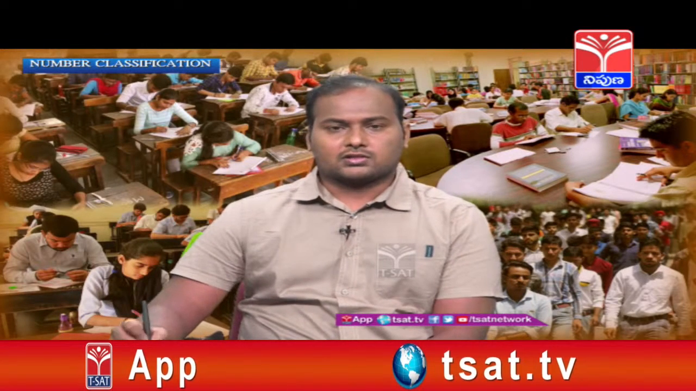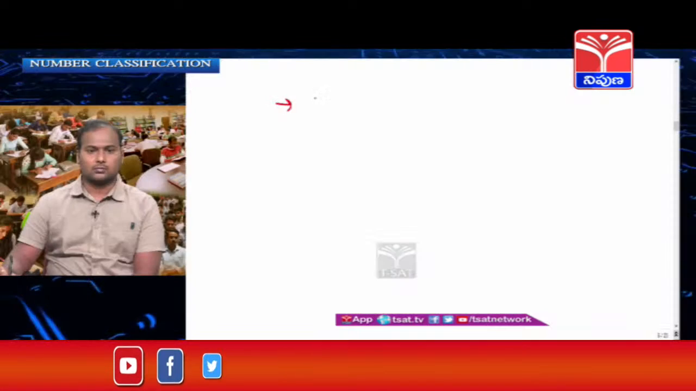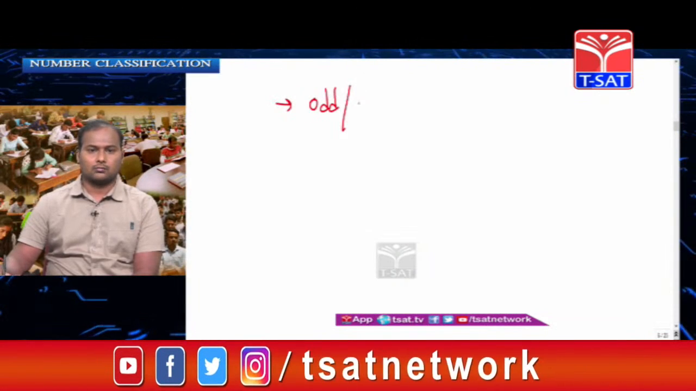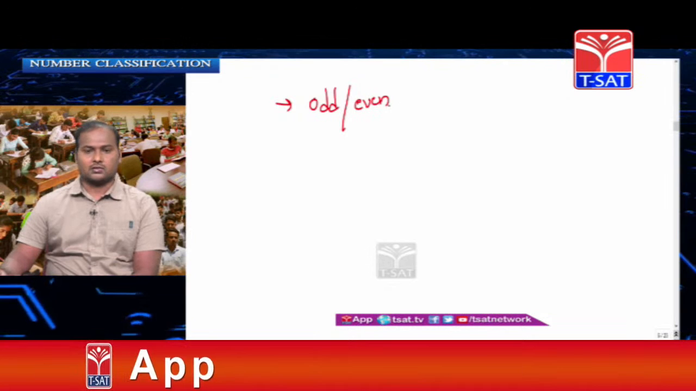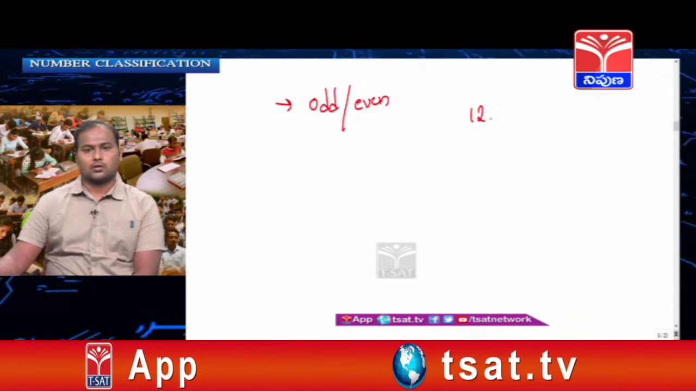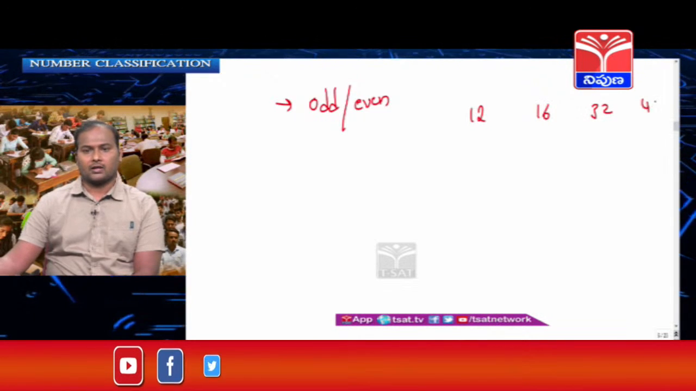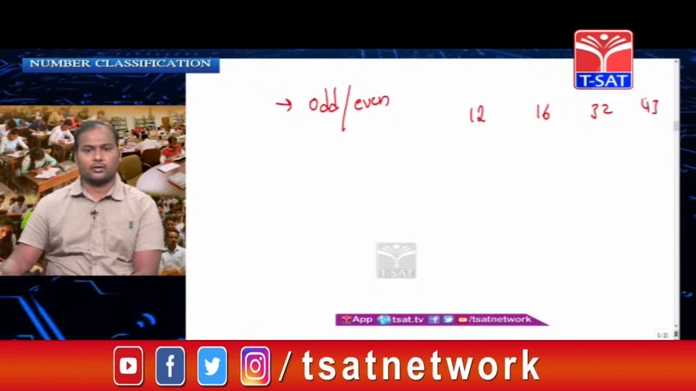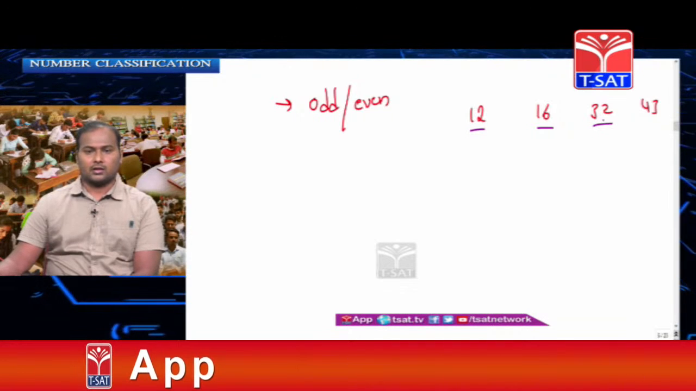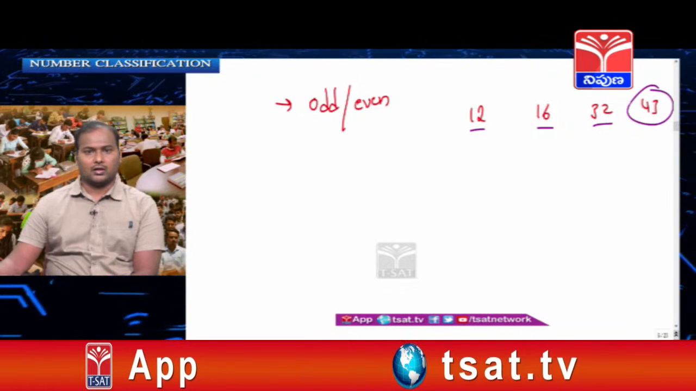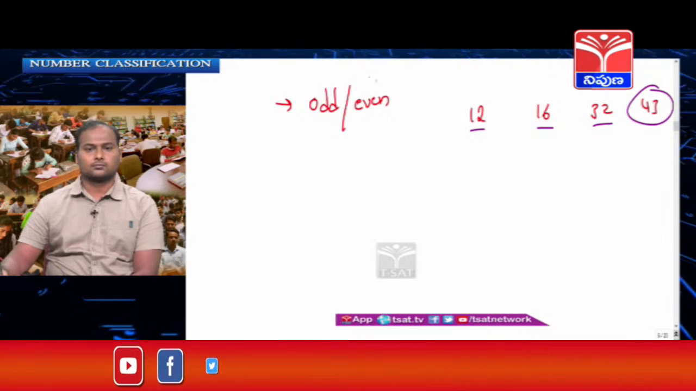Let's see what are the other possibilities after squares, cubes and prime numbers. The student should know at least odd or even numbers. So if the question is based on odd or even numbers, he will give 12, 16, 32 and he may ask 43 as well. He will ask you to try to classify it. The moment you see this, we know 12, 16 and 32 are even numbers and 43 will become an odd number. So you can expect a question based on even numbers and odd numbers as well.